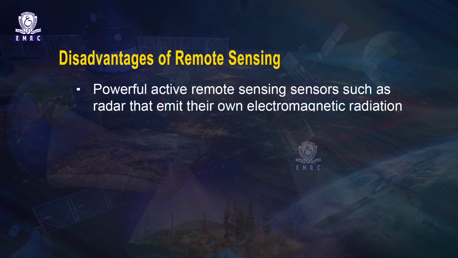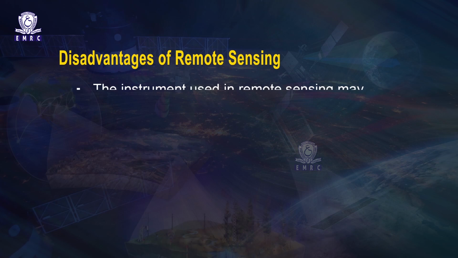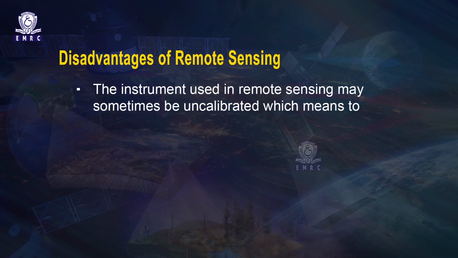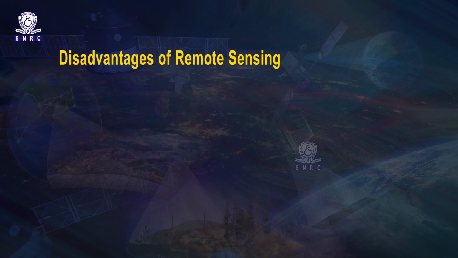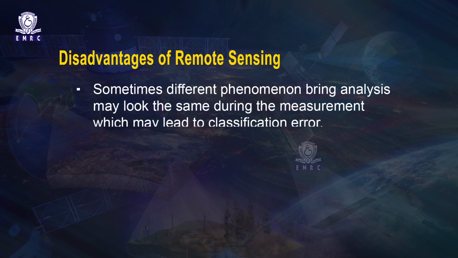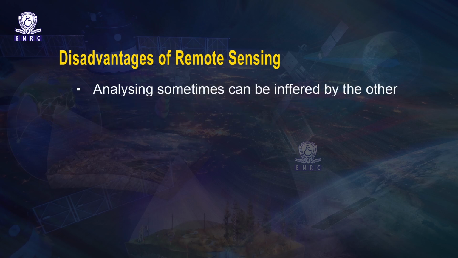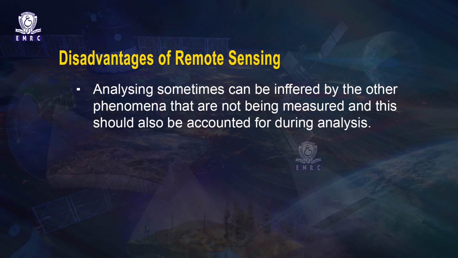Powerful active remote sensing sensors such as radar that emit their own electromagnetic radiation can be intrusive and affect the phenomena being investigated. The instruments used in remote sensing may sometimes be uncalibrated, which means the remote sensing data is uncalibrated. Sometimes different phenomena may look the same during measurement, which may lead to classification errors. Analysis can also sometimes be influenced by other phenomena that are not being measured, and this should be accounted for during analysis.